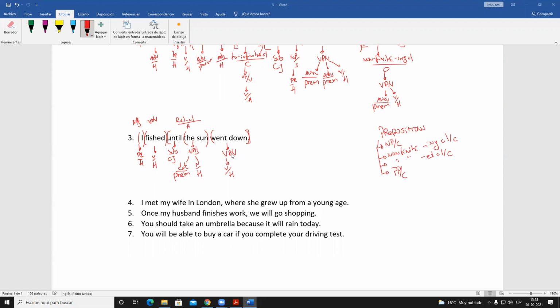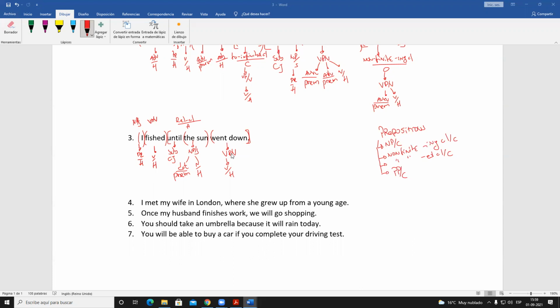So is the sun went down a non-finite ing clause? No. Why not? Because went down is in past simple, therefore it has tense, therefore it is finite. So the only possibility you have is that until is not a preposition but a conjunction, and then everything makes sense.